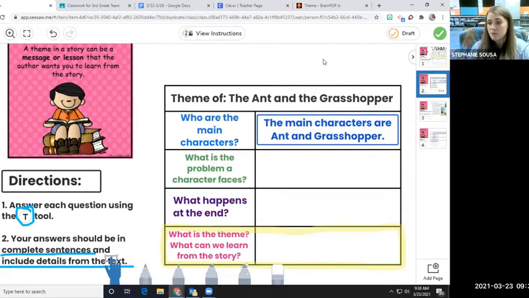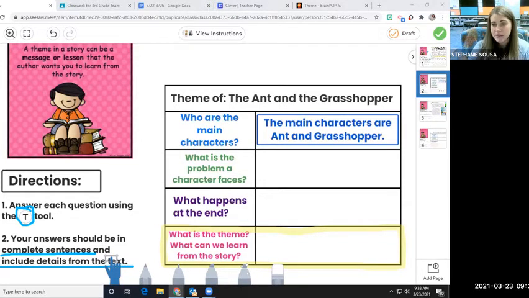Y'all are 8 weeks away from being 4th graders. And trust me, I know Miss O'Neill. She don't play with no complete sentences. Okay? Got to have these down pat. The main characters are ant and grasshopper. I'm writing, you're writing. Go ahead and get that done. I'm taking a look at your screens.